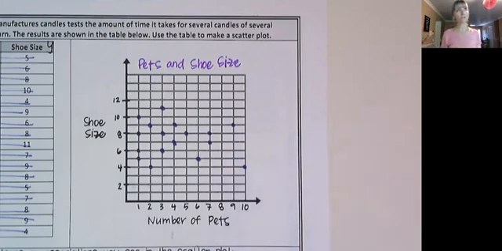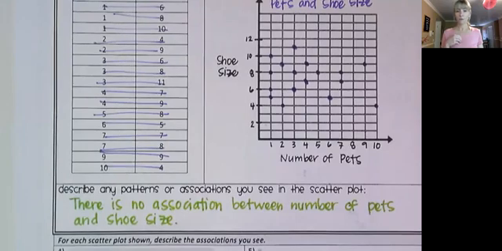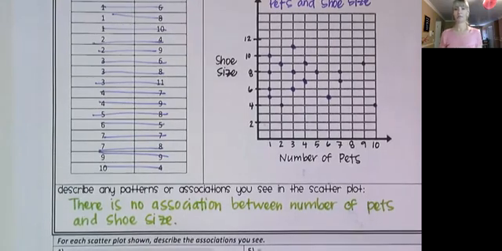So you really only have to worry about linear or nonlinear if there's a positive or negative association. This one is simply no association between the number of pets and your shoe size. There's nothing like the bigger your shoe size, the more pets you have, or the bigger your shoe size, the less pets you have. There's nothing like that. It's just all over the place. So when there is no association, you're not going to have to worry about linear or nonlinear.